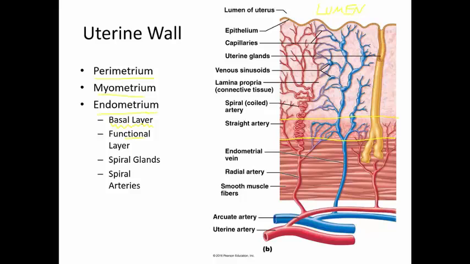And then it has the functional layer. This is the part that will slough off during menstruation. In the functional layer, you have spiral glands and spiral arteries because they look spiraled. So this is the functional layer above.